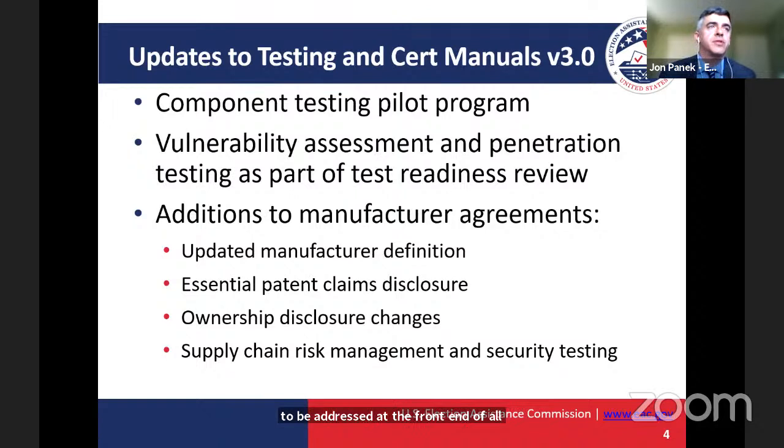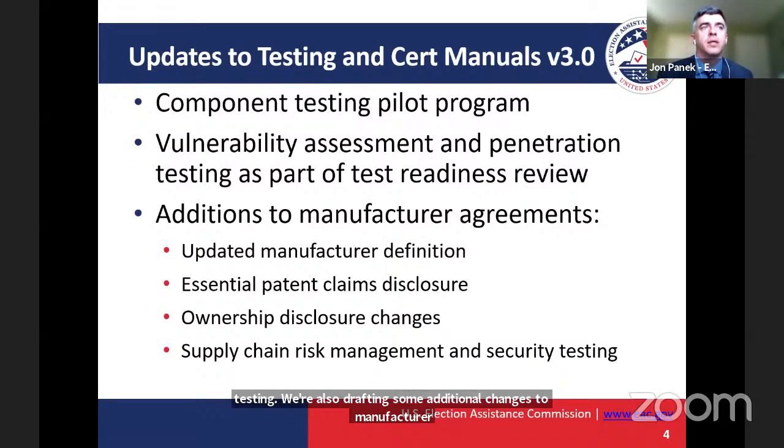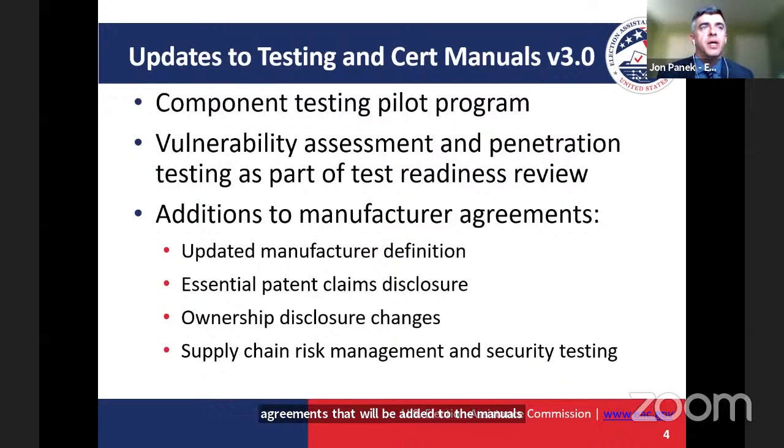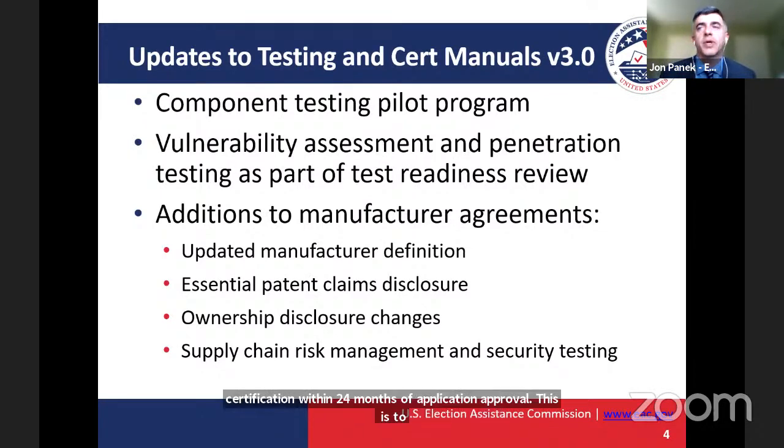We're also drafting some additional changes to manufacturer agreements that will be added to the manuals here shortly. These changes are to provide the EAC with a greater degree of oversight and transparency. The definition of a manufacturer will be updated to require submission of a voting system for certification within 24 months of application approval. This is to prevent entities that have no intention of producing a legitimate voting system from registering with the EAC.